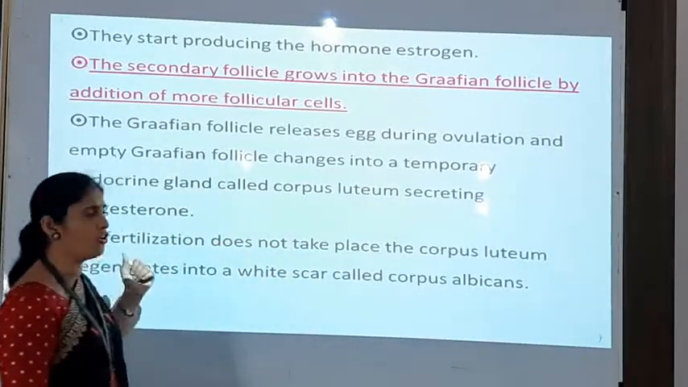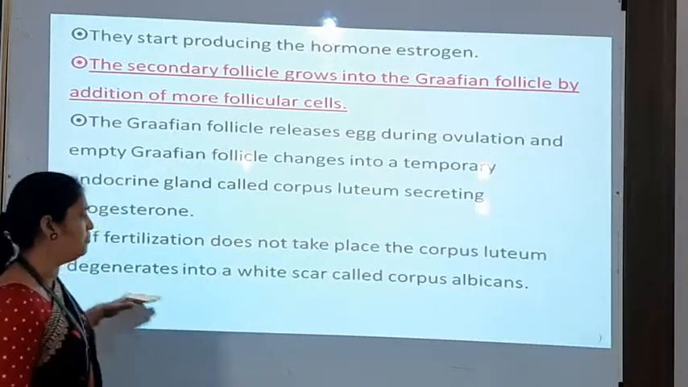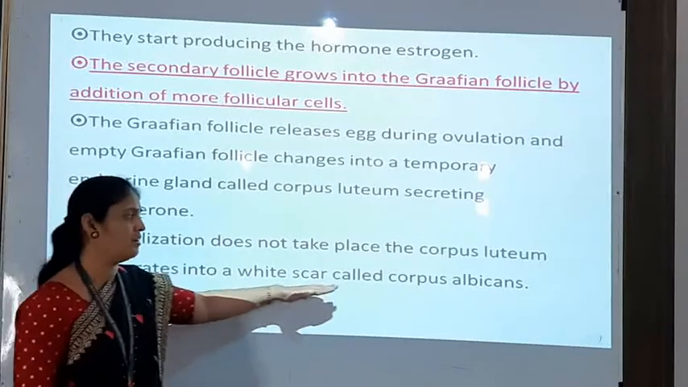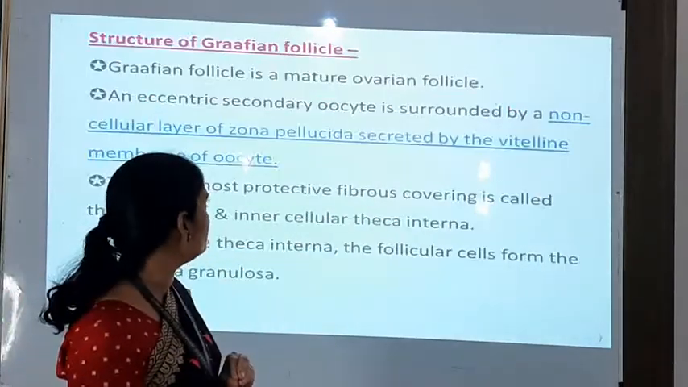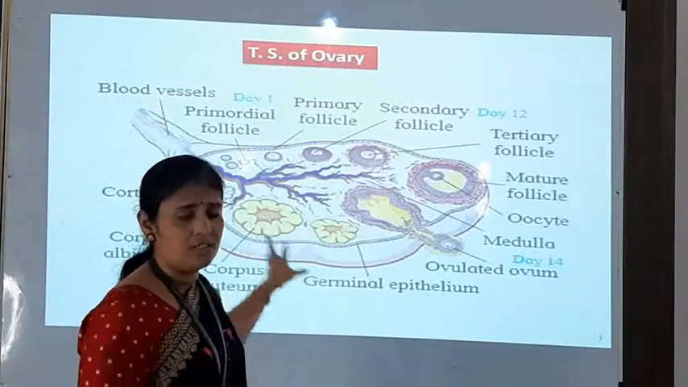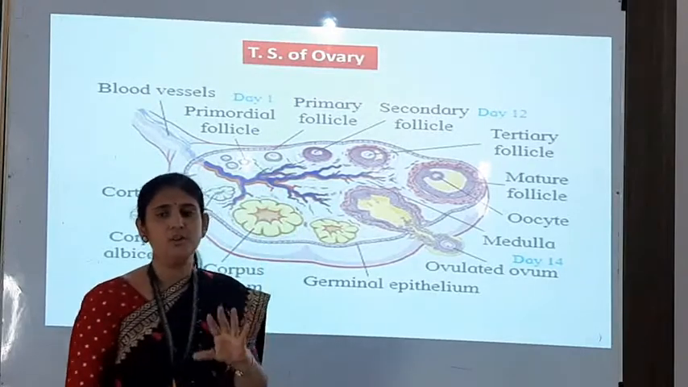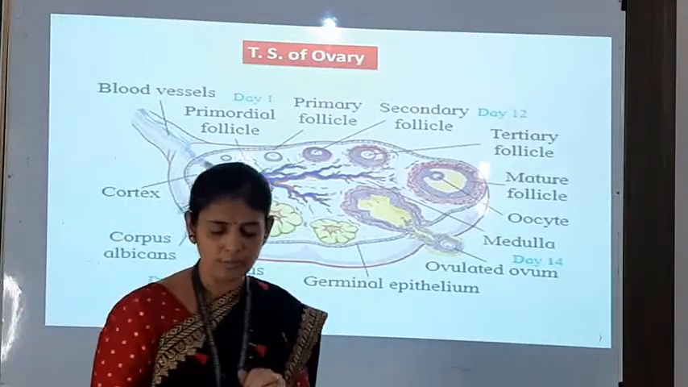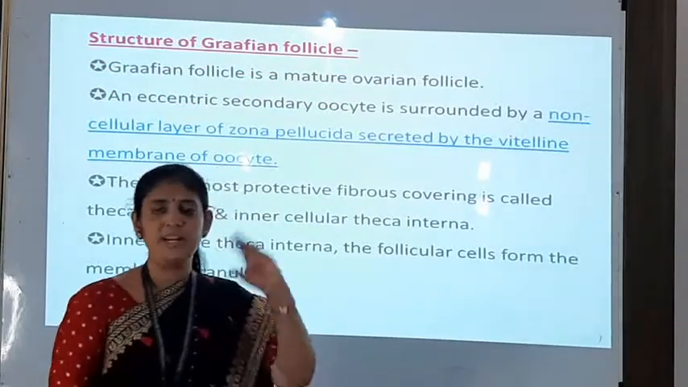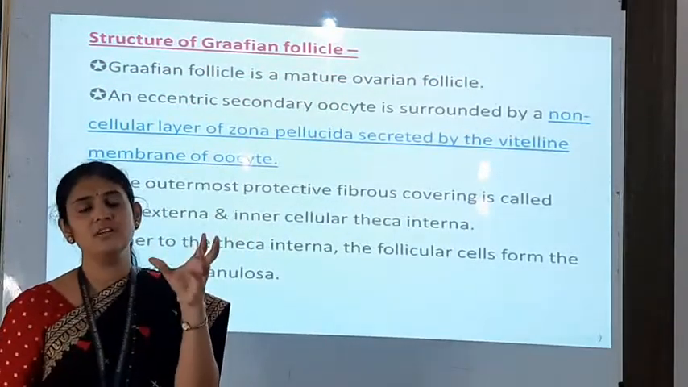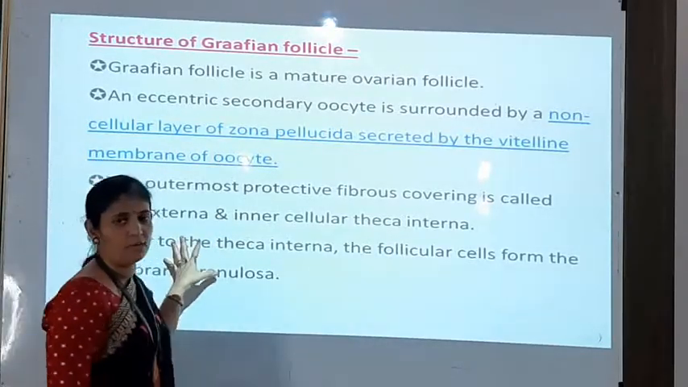Secreting progesterone. And when fertilization does not occur, the corpus luteum is converted into a white scar called the corpus albicans. So we have to remember the different developmental changes which take place in the ovary during the menstrual cycle that we have completed. Now the next point is the structure of the Graafian follicle. Separately, we have to study what different parts are shown in the Graafian follicle.